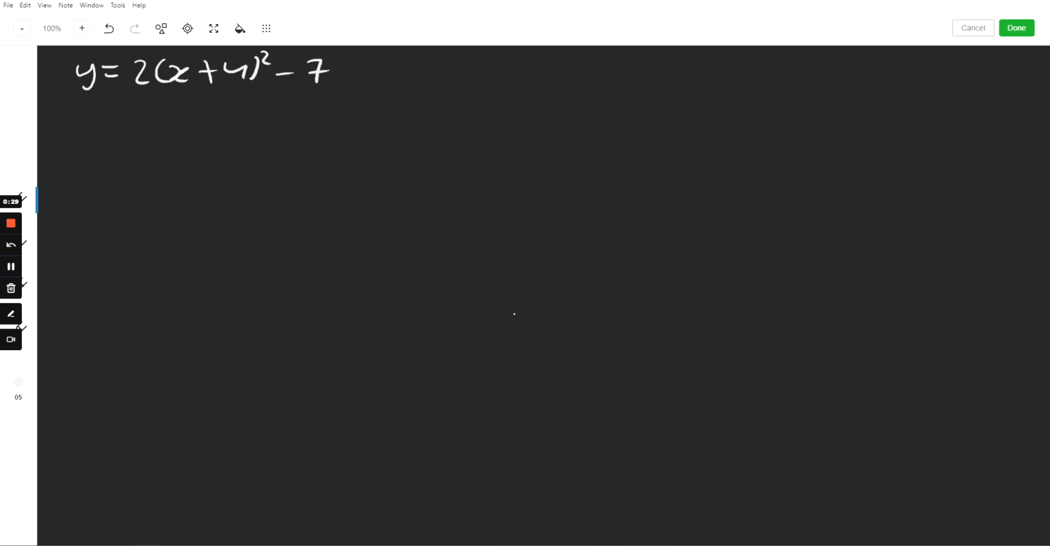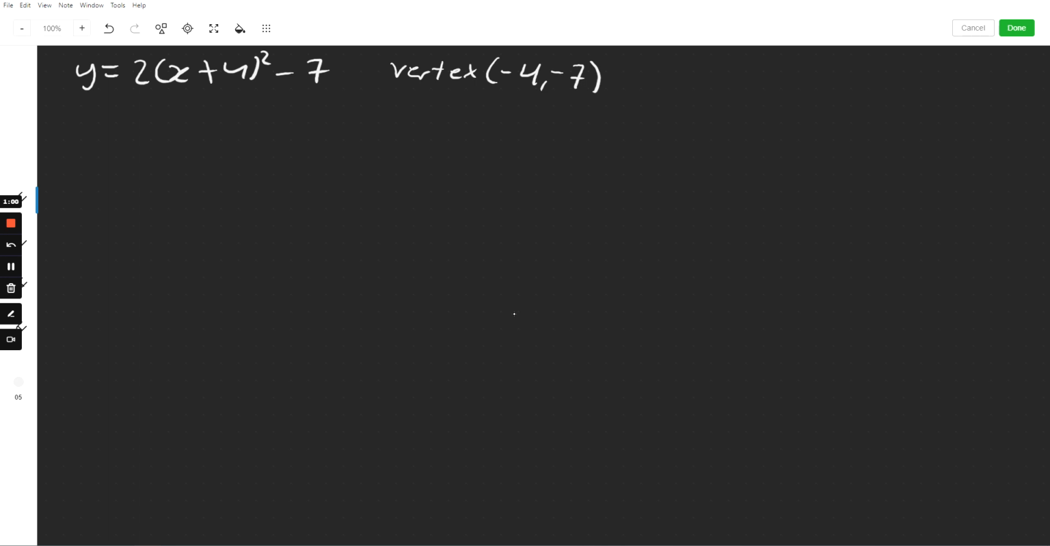So this is in vertex form, so we can get the coordinates of the vertex right away. The vertex is x plus 4, so we use the opposite sign. So the vertex is (-4, -7). And then we have the vertical stretch by a factor of 2.